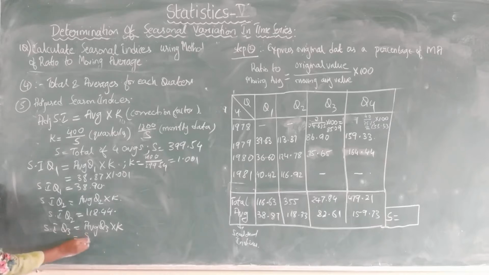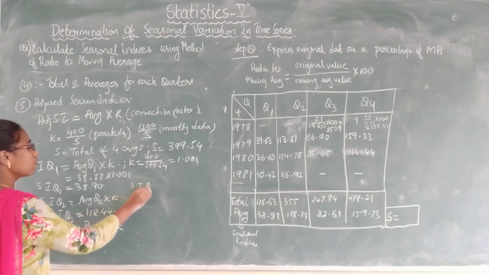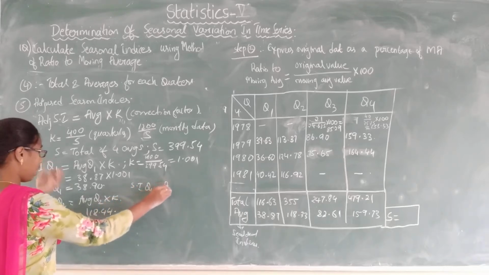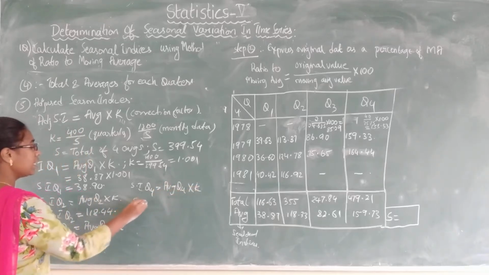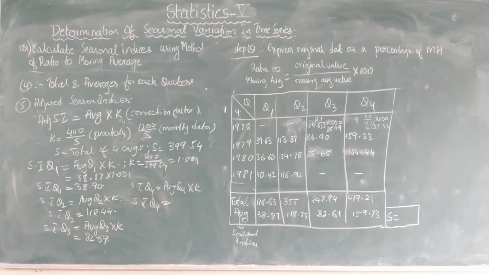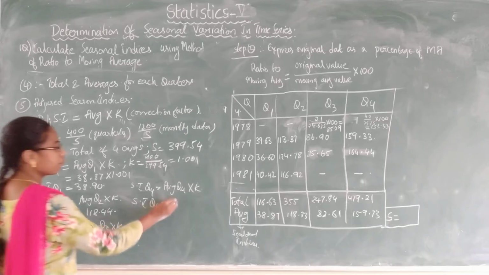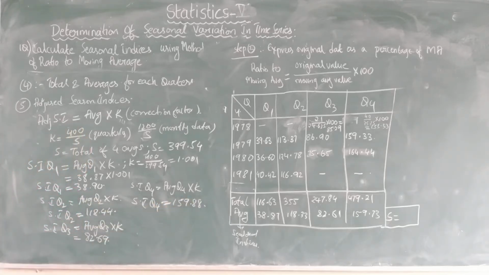0.69. And the last one is seasonal indices of Q4 equals average of Q4 into K. So seasonal indices of Q4 is 159.88. If you add all the 4 seasonal indices, whatever we got, that should be approximately equal to 400.